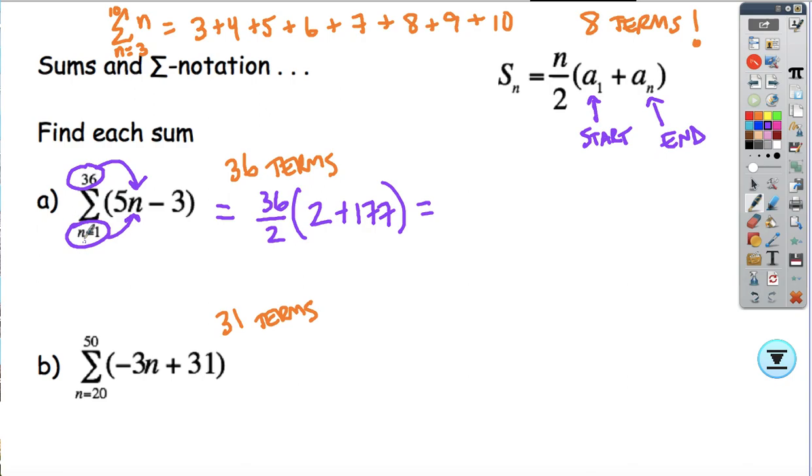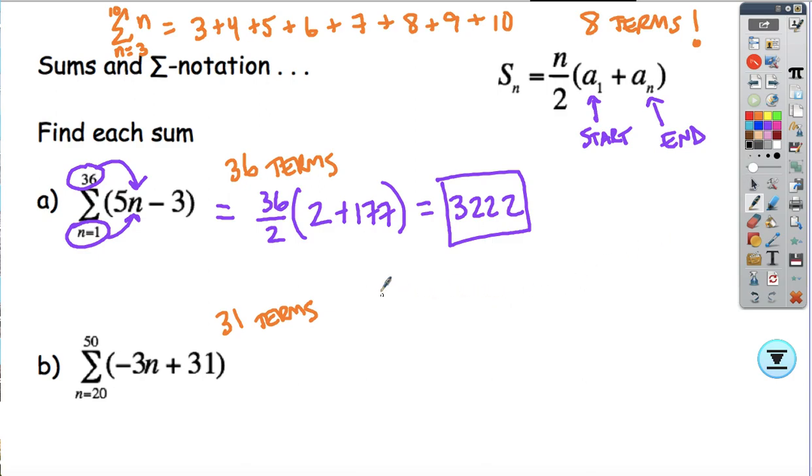So these are what I have to plug into the formula. Down here is what I plug in to get my starting term. Up here is what I plug in to get my ending term. Then I can type this in my calculator and I get 3,222, and that's my answer, and it's super fast. Here's the long way to do the problem, and you'll quickly see why you would never want to do this.